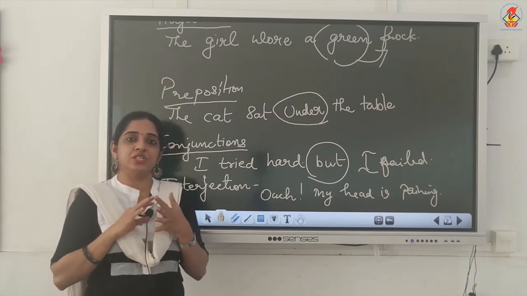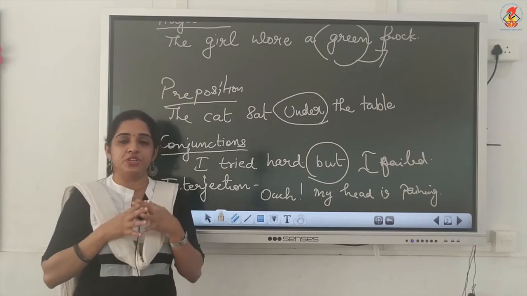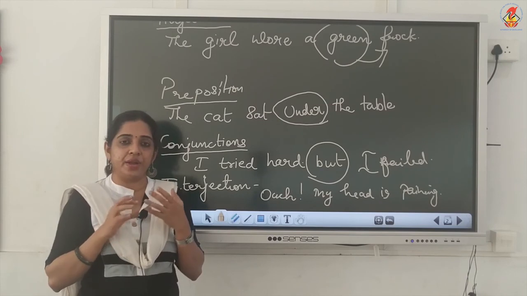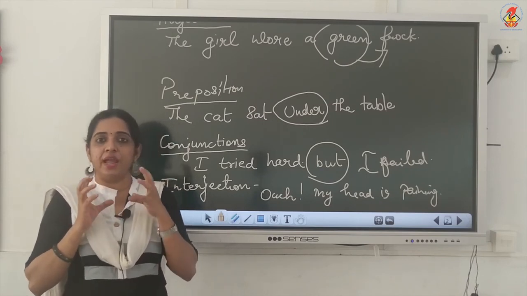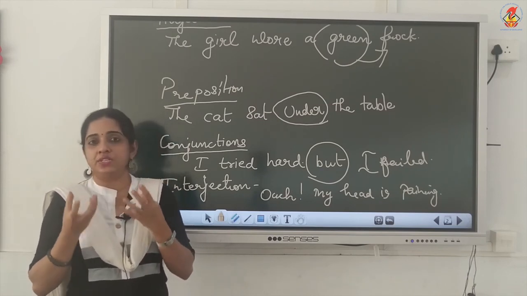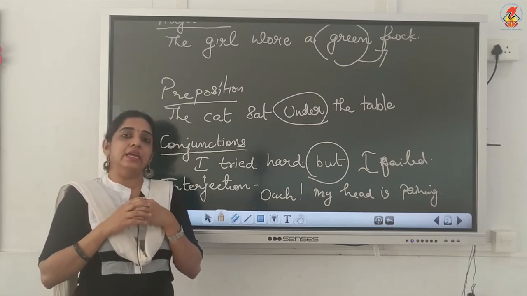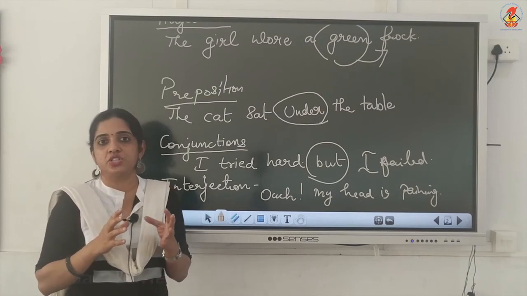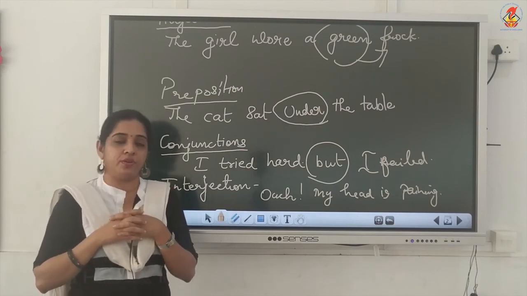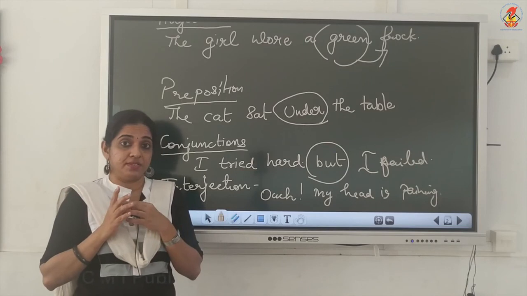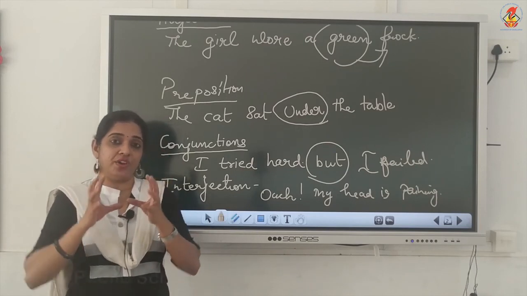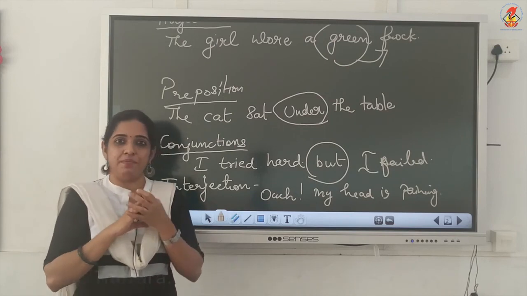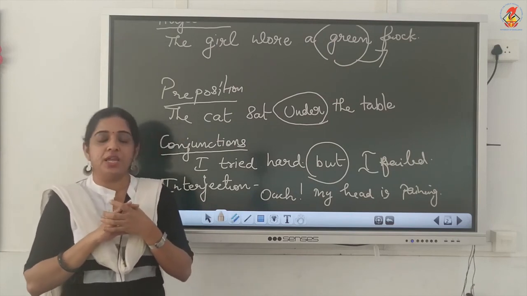Then adjective. An adjective gives more information about a noun. I love green bag, red bag. So red is the adjective. It gives quality to the noun bag. Then preposition. A preposition shows the relationship between a noun or a pronoun in a sentence. And please remember, it shows the location where the noun is. I told you the book is kept on the table. On is the preposition.